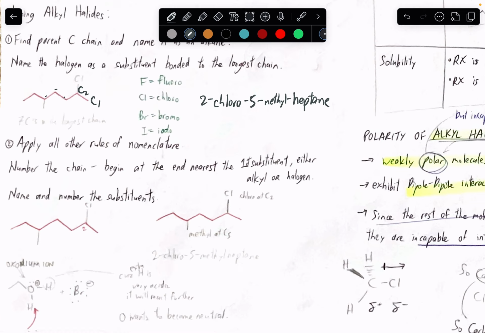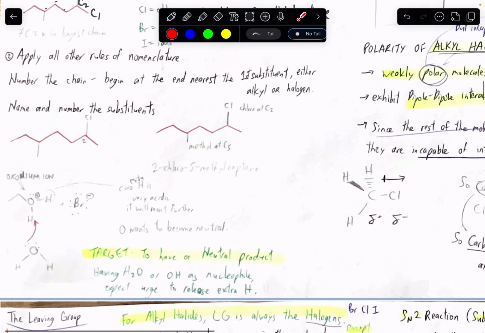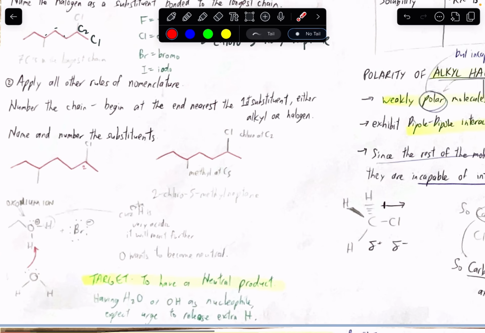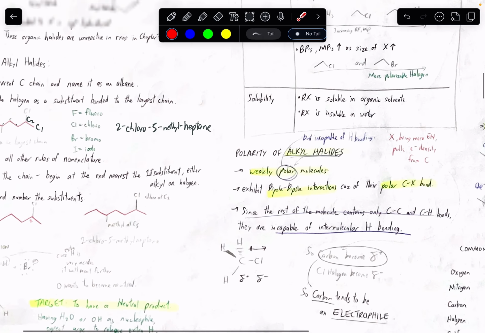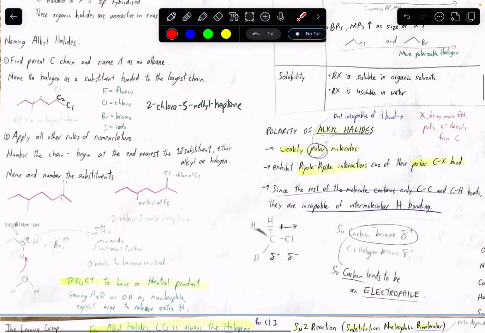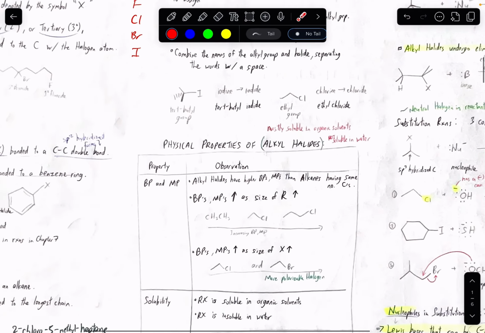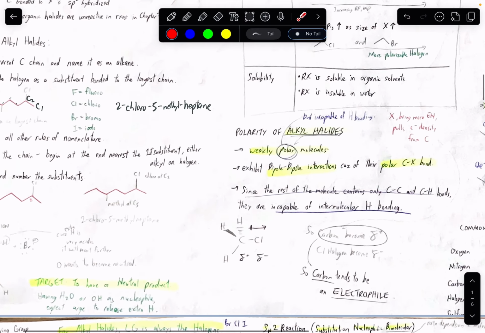So yeah, you apply all the other rules of nomenclature. You number the chain. You begin at the end nearest the first substituent, either the alkyl or halogen, and you name and number the substituents. So, okay, this is not related yet. We'll talk about this later.